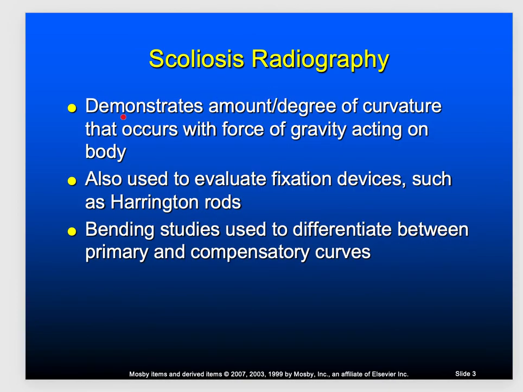So scoliosis radiography demonstrates the amount of degree of curvature that occurs with force acting on the body. So we're going to do them in an erect position, okay? So that allows gravity and just the weight that the patient carries the entire day on the spine. It's used to evaluate fixation devices sometimes, such as Harrington rods that are put in to correct scoliosis, and then bending studies are used to differentiate between a primary and a compensatory curve. Okay, so that's what the bending images are for.